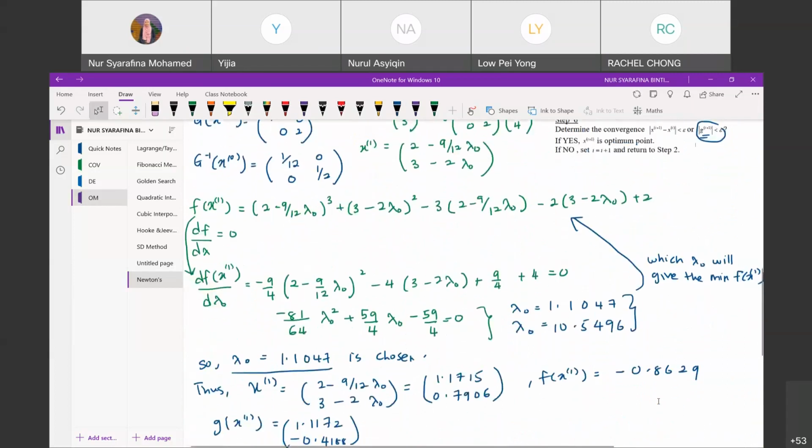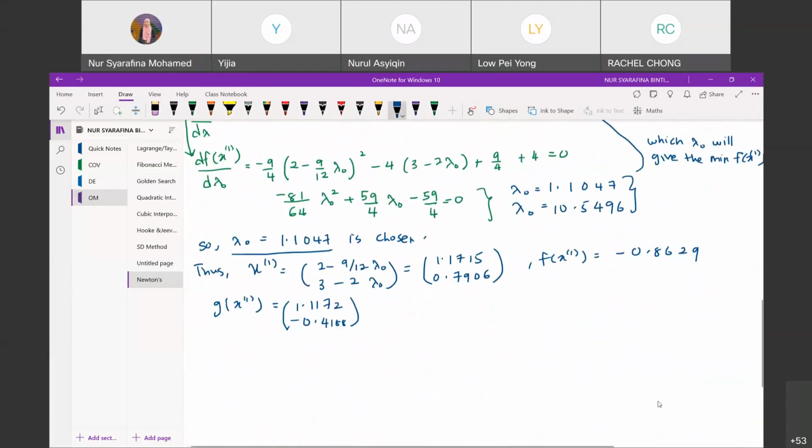You just calculate the magnitude, which gives you more than epsilon. Then you can proceed, continue the iteration. Again, repeat the step.